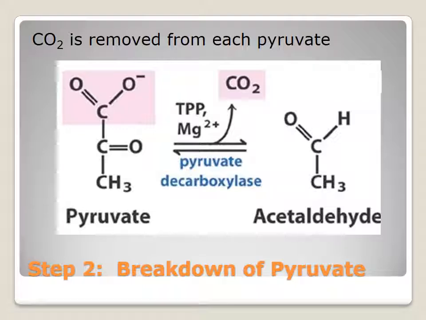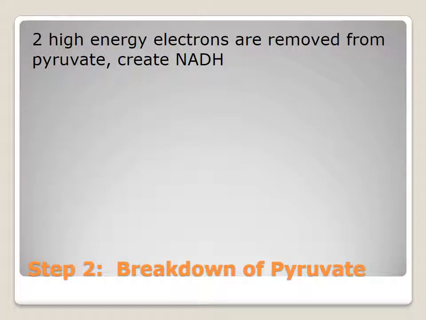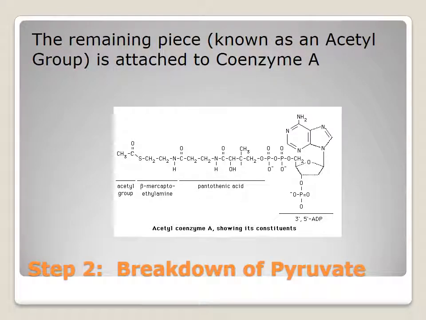So we're going to remove CO2, leaving us with this molecule called acetaldehyde. So we get 2 high-energy electrons removed from pyruvate, and that makes more NADH. The remaining piece, that acetyl group, is attached to coenzyme A to produce a molecule called acetyl coenzyme A. Let me draw that out.